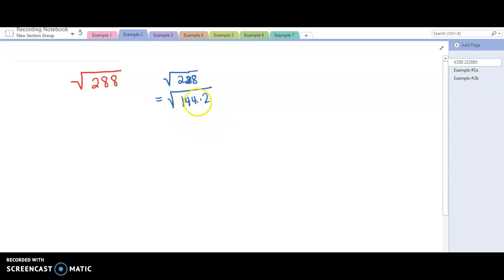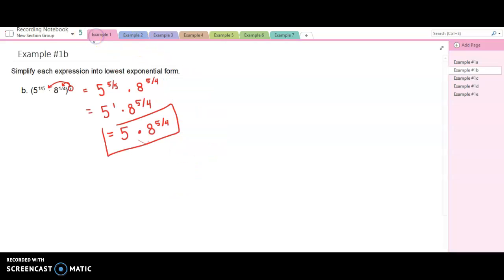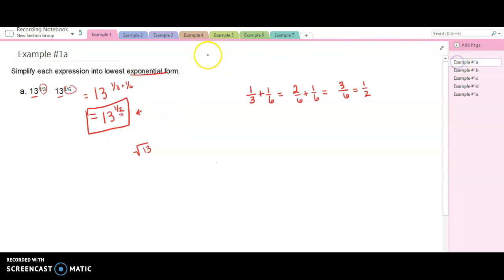When we multiply under the radical, we can actually separate them. Square root of 144 times the square root of 2, and then we all know that the square root of 144 is 12. So the square root of 288 simplifies to 12 times the square root of 2. So that's one method we have shown you.